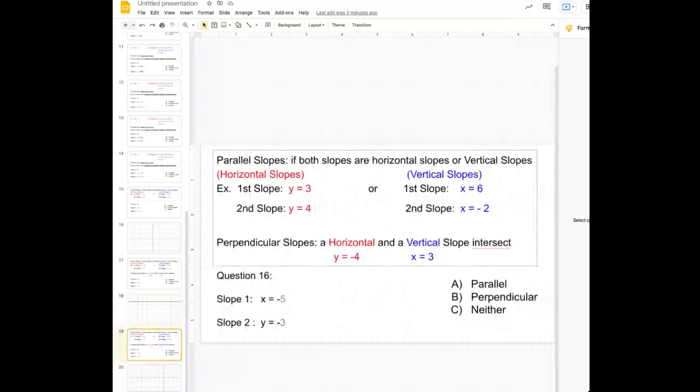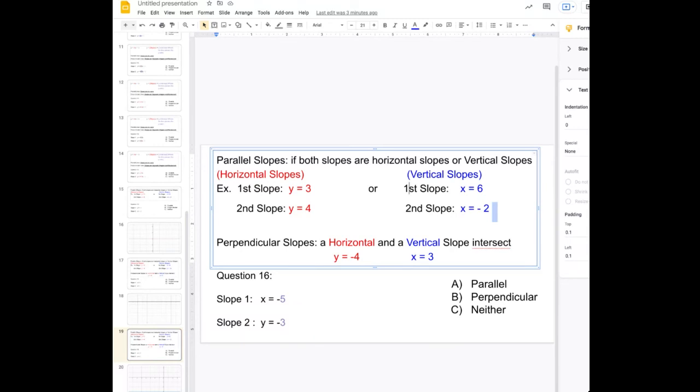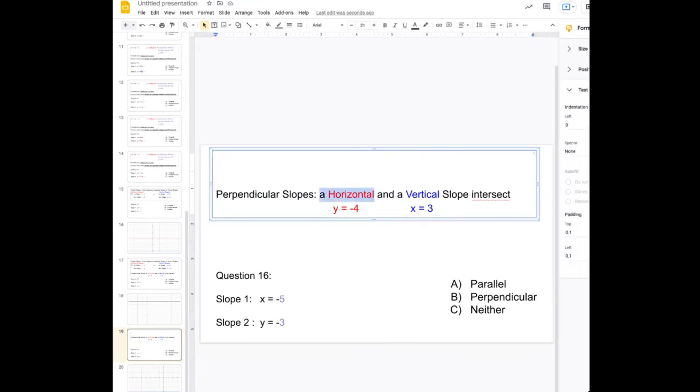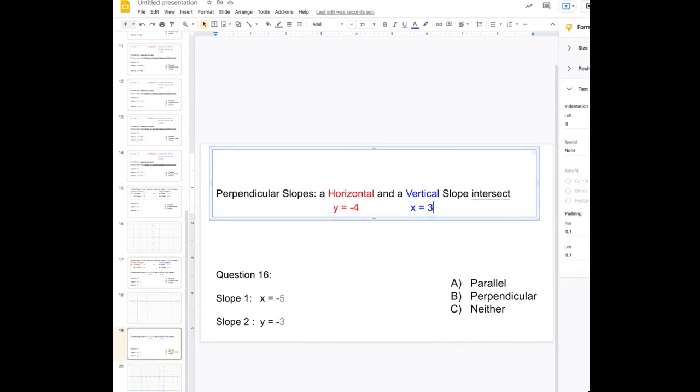into understanding why. So here, the last example is based on a perpendicular slope. Let me erase this just so you don't get confused. This example is talking about perpendicular slopes, which is when a horizontal slope and a vertical slope intersect. Horizontal, once again, is written as y equals a value, whatever value is given. Here, the vertical slope is x equals 3. When you have both these slopes given, then you can say that they are perpendicular.